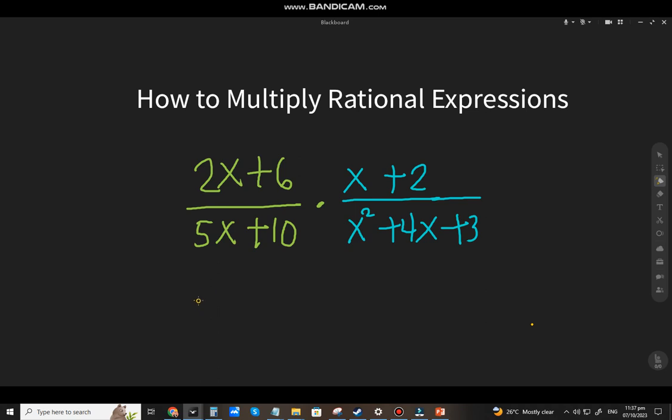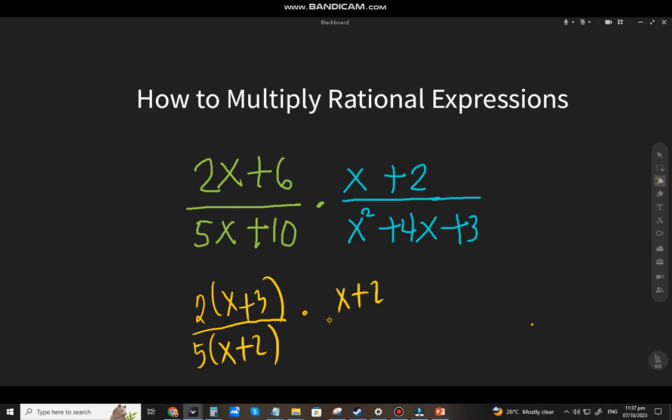So, 2x plus 6 will be 2 times the quantity x plus 3. And for 5 over x plus 10, that will be 5 times x plus 2. Now, for the next one, x plus 2 is already the lowest term. Then x squared plus 4x plus 3. So remember your trinomial factoring.